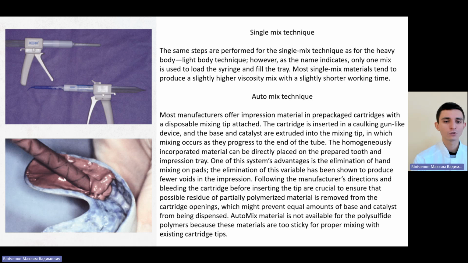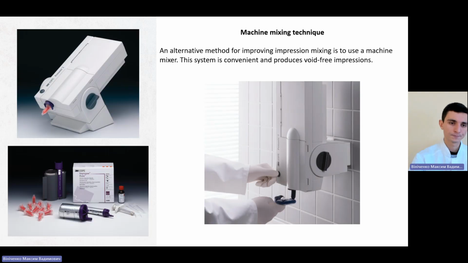Auto-mix material is not available for the polysulfide polymers because these materials set too quickly for proper mixing with existing cartridge tips. You can see the machine mixing technique. An alternative method for improving impression mixing is to use a machine mixer. This system is convenient and produces void-free impressions.